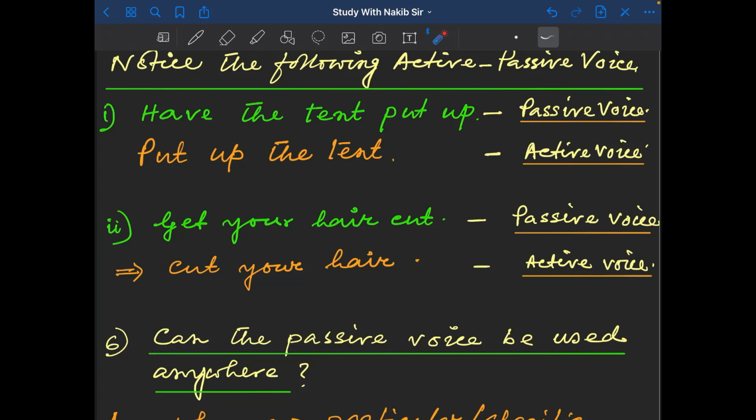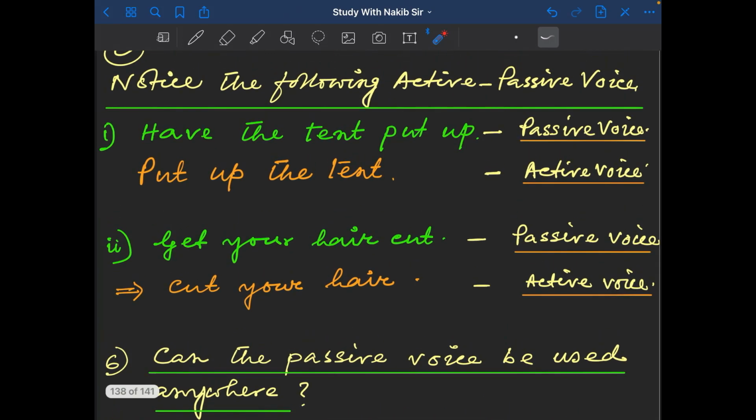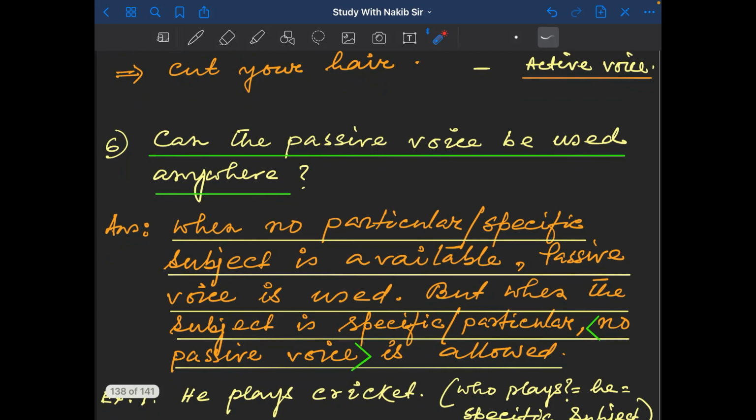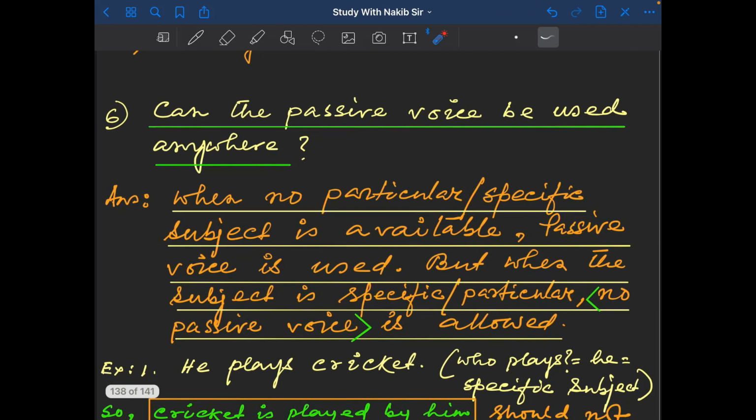Now one question is there. The question is about the application of passive voice. Can the passive voice be used anywhere, everywhere, in any paragraph, in any writing? Can I use the passive voice, sir? This is the question. No, you can't. The answer is, when no particular or specific subject is available.